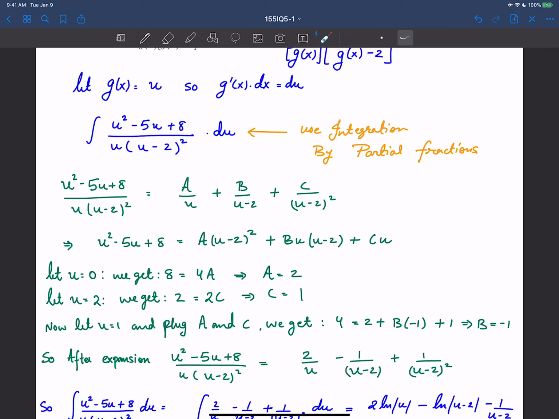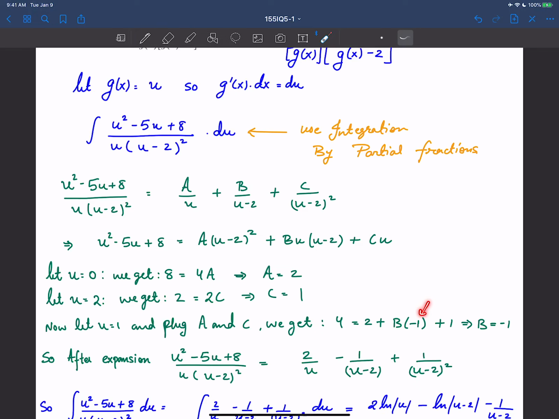Now we could just use any point that we want to find the b value. So we plug in u equals 1 just out of curiosity, because 0 and 2 are already taken, and plug in the a and c values that I know. On the left side we have 1 minus 5 plus 8, which is 4. On the right side you're going to have the a value 2 times 1 minus 2 whole squared, which is 1. So we got just 2 on that side.